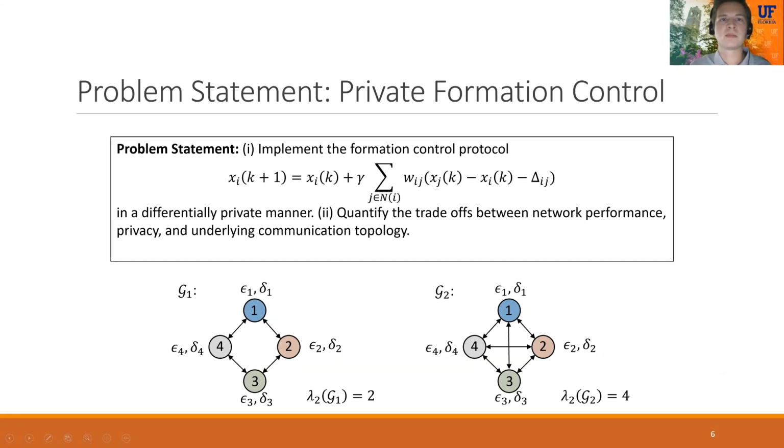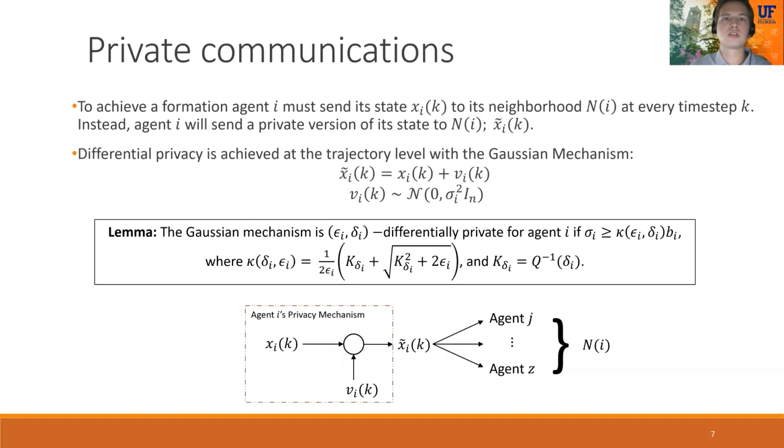So given this problem statement, I now want to highlight what happens when we implement privacy and how it affects the formation control protocol. As I previously mentioned, to achieve this formation, agent i needs to communicate its state x_i to its neighborhood at every time k, but instead of sending its true state, agent i is going to send a differentially private version of its state, which we call x tilde. We achieve differential privacy using the Gaussian mechanism, which means pointwise in time, agent i adds Gaussian noise v_i to its state before sharing it. And this Gaussian noise is zero mean IID with standard deviation sigma_i.